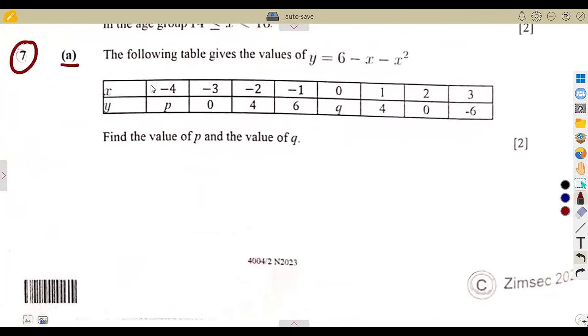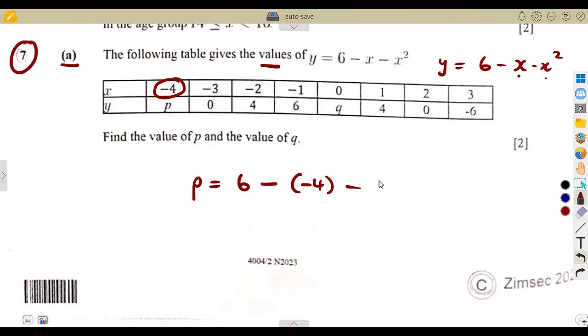Then question 7, the following table gives the values of y, given that y is equal to 6 minus x squared. Find the values of p and q. So as we can see, p is the value corresponding when x is minus 4. So you just have to substitute when x is minus 4. So p is equal to 6 minus, in place of x, you substitute minus 4, that is minus 4 squared. So p was going to give us a negative 6. This is the calculator. Use your calculator to simplify everything.